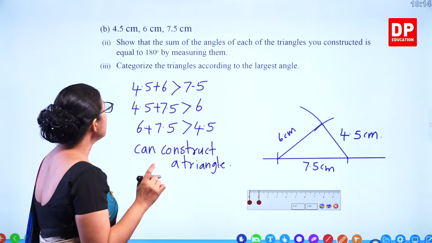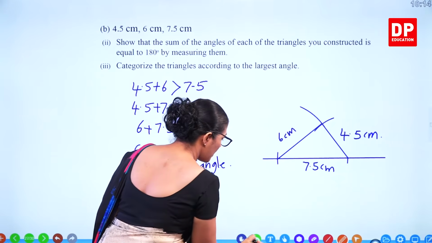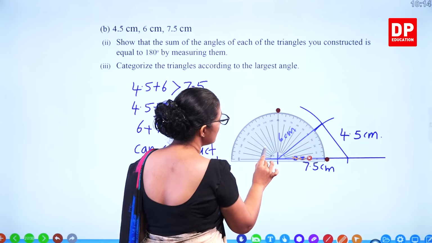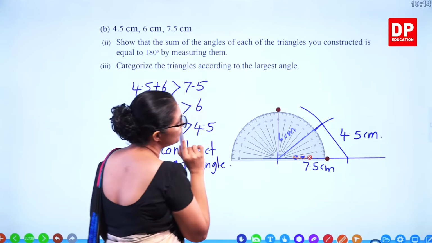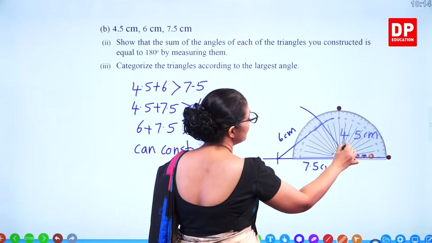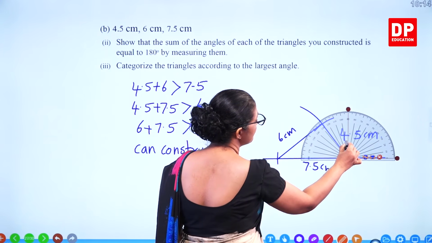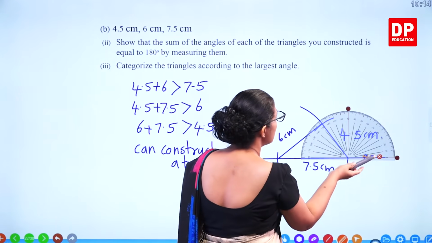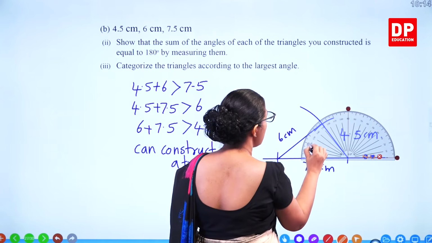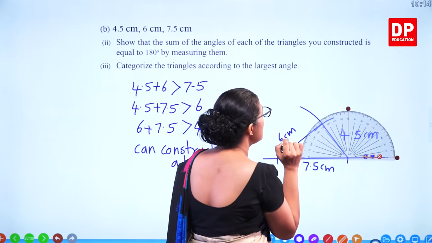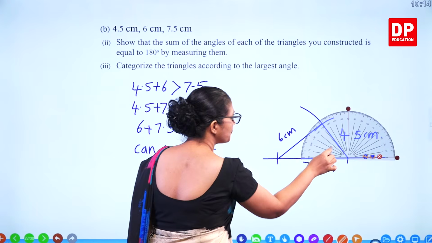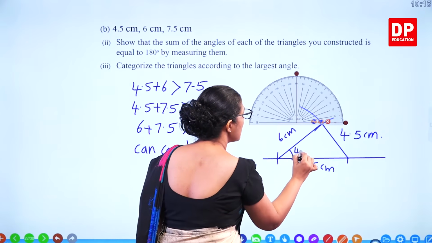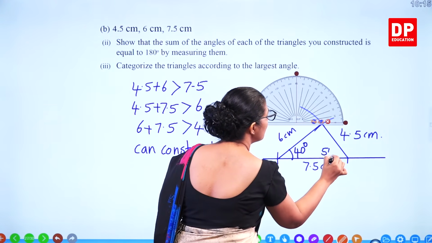Now we'll measure the angles and see. For that you use the protractor. What's the angle here? 40 degrees. What's the angle here? We get from this side 10, 20, 30, 40, 50, 54. 40 and 54.